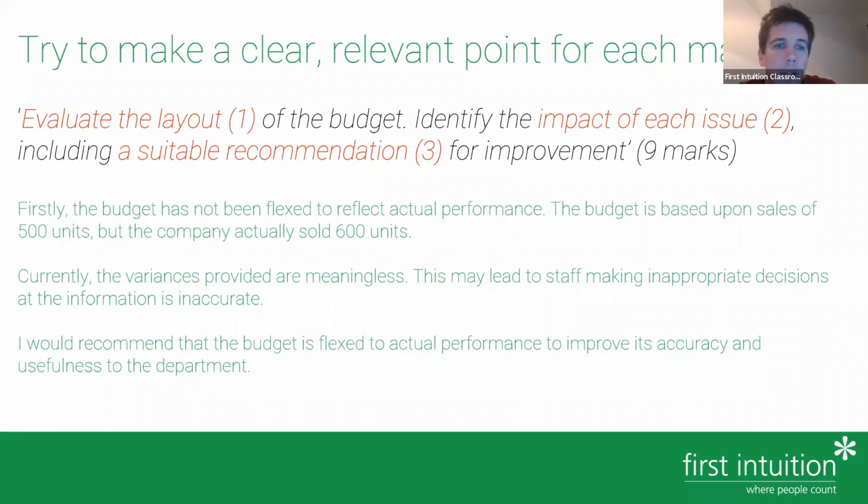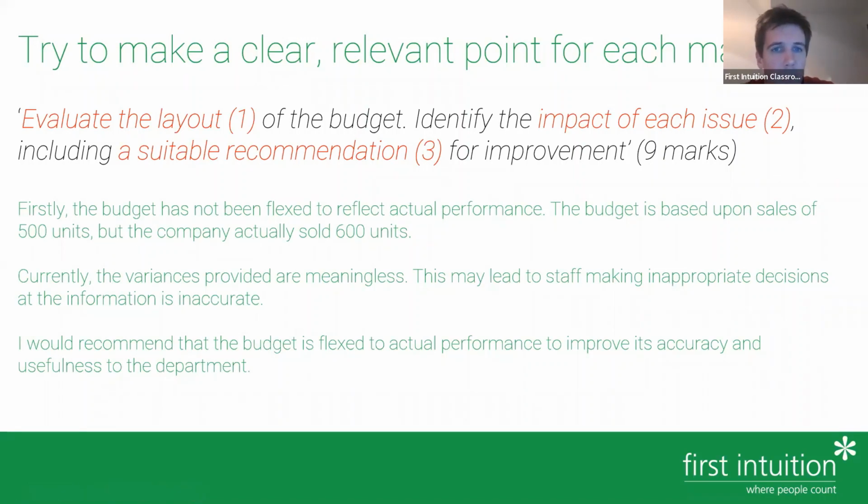In this particular task, they hadn't flexed the budget. So obviously this is material that you've covered already with budgeting. But ultimately you're aware of the fact that a budget retrospectively should be flexed to actual performance to give you some meaningful information. Now, I identify that as a problem. So part of the evaluation of the layout is to say, I don't like this layout because the budget's not being flexed. As I've said, the budget's based upon sales of 500 units, company sold 600.